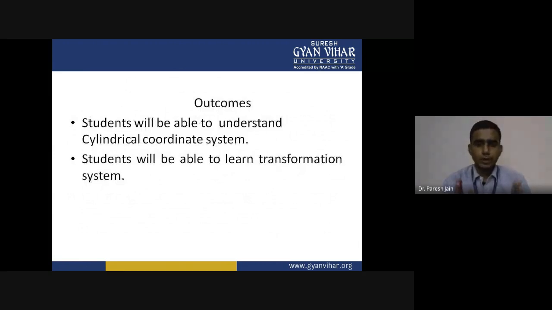After understanding this video lecture, the student will understand the cylindrical coordinate system easily. They are able to design and solve any cylindrical related problem. The student will also learn the transformation system, so they will convert the cylindrical coordinate system to the Cartesian coordinate system, and the Cartesian coordinate system to the cylindrical coordinate system easily.